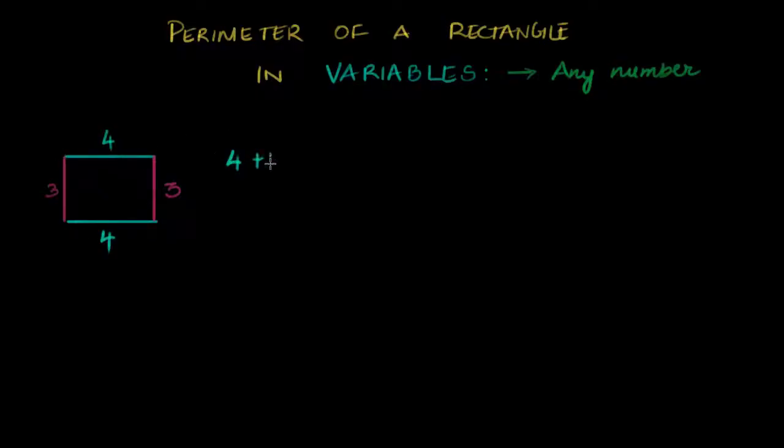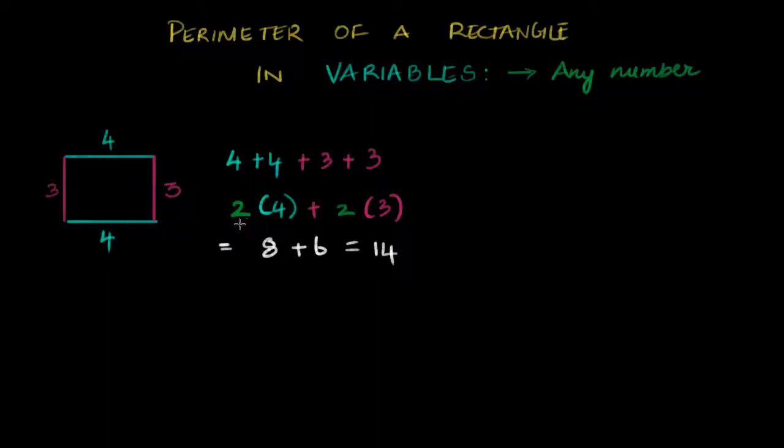So I have 4 plus 4, the two lengths, and then I have the two breadths, plus 3 plus 3. Now I can see that I have 2 times 4 plus 2 times 3. 2 times my length 4 plus 2 times my breadth 3. Now I can calculate the answer. This will be 2 into 4, which is 8, plus 2 into 3, which is 6. The total equals 14. So 14 is the perimeter of this rectangle.